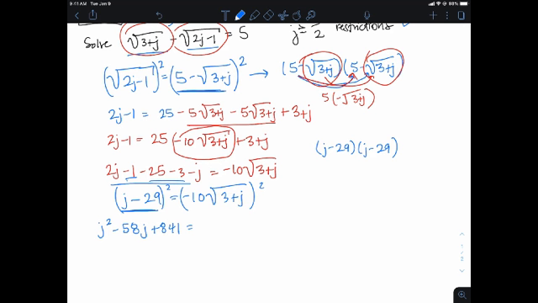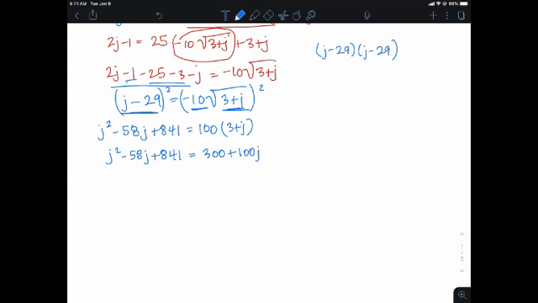Oh wow. Okay, negative 10 squared, so I'm going to have 100. And then squaring the square root is going to pull it off, so I'm going to have 100 times 3 plus j. And we continue. So j squared minus 58j plus 841 equals 300 plus 100j.